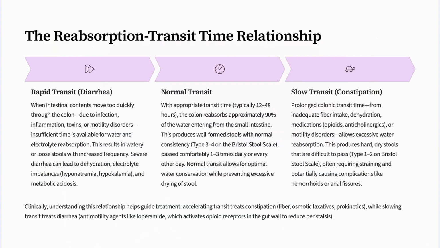The relationship between colonic reabsorption and transit time is clinically important. In rapid transit, or diarrhea, contents move too quickly through the colon, resulting in insufficient time for water reabsorption. This leads to loose, watery stools and can be caused by infections, inflammation, or motility disorders. Normal transit allows adequate time for water absorption, producing well-formed stools. In slow transit, or constipation, contents remain in the colon too long, resulting in excessive water reabsorption. This produces hard, dry stools and can be caused by a low fiber intake, dehydration, or motility disorders.